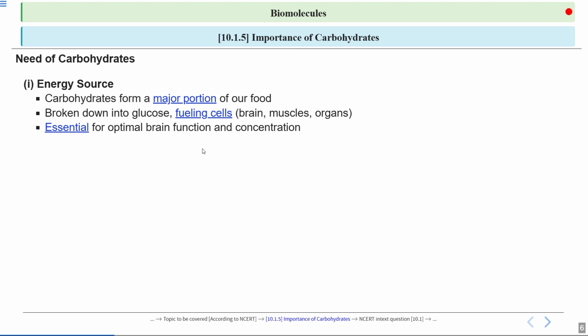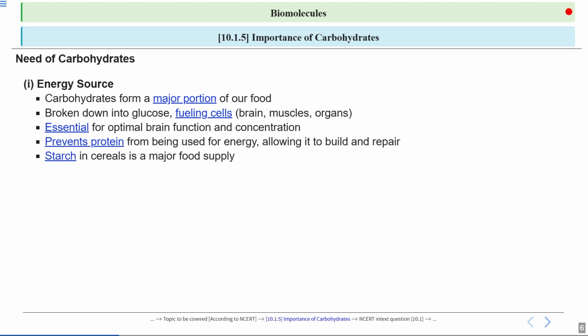Now it is important to note that carbohydrates are essential for optimal brain function as well as for concentration. Now another thing is that carbohydrates prevent proteins from being used as an energy source. So this means that proteins can focus on their main job. What is their main job? Their main job is building and repairing tissues. So carbohydrates handle the energy needs. So this separation of role is very crucial for maintaining a healthy body.